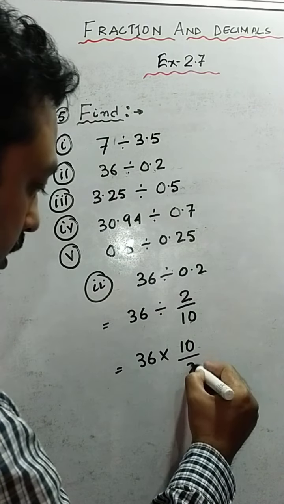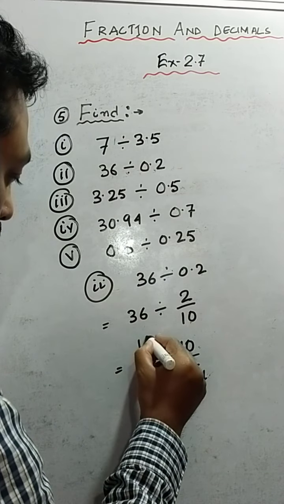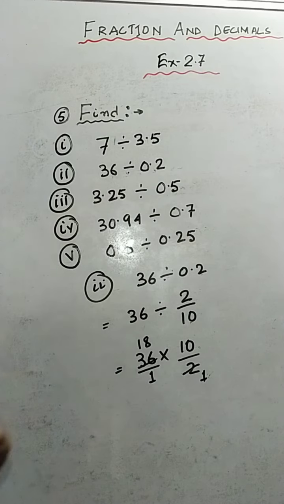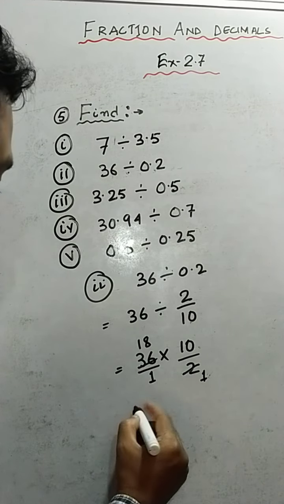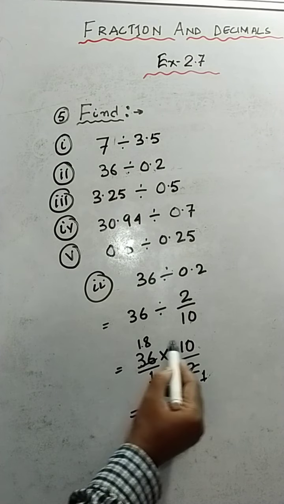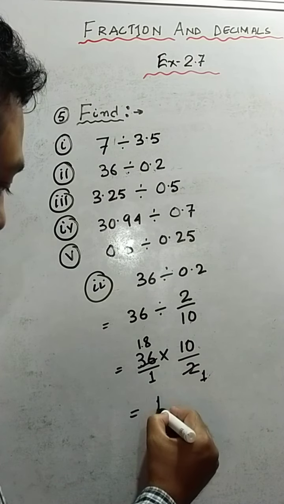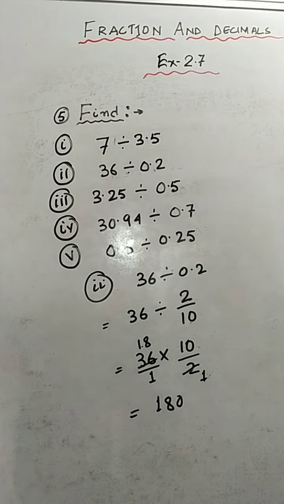Now we'll just reduce it. 2 ones are 2, 2 eighteens are 36. The 36 is carrying 1 as a denominator. So for the denominator we have only 1, so 1 ones are 1. So we'll not write that. So for the numerator we have 18 into 10, which is what? 180. So 180 would be our final answer. Okay, so now let's move on to sum number 3.